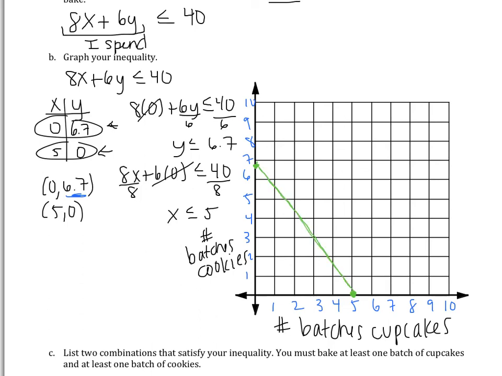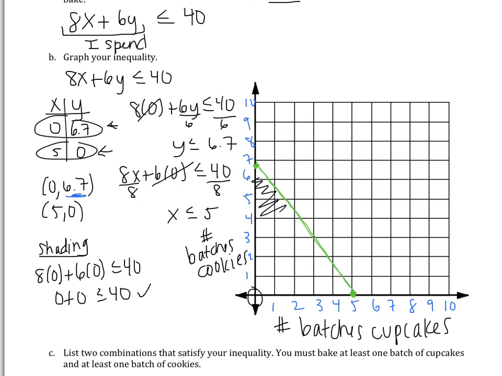Okay, this is an inequality, so I need to figure out my shading. I figure out the shading by substituting 0, 0. So I have 8 times 0 plus 6 times 0 is less than or equal to 40. This is 0 plus 0 is less than or equal to 40. Now, is that true? Well, hopefully I know that yes, that is true. Because that is a true solution, I want to shade where 0, 0 is, which is going to be all of this stuff. So that's what you should have gotten for B.